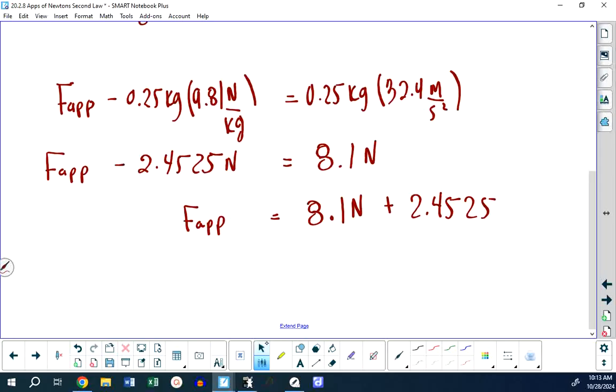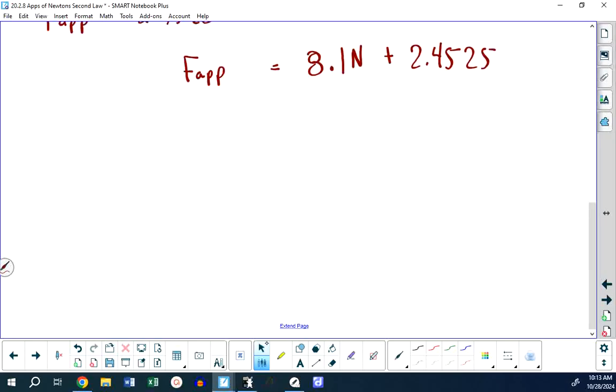But think of it this way. You have to apply 2.4525 newtons just to overcome gravity, and then you have to apply that 8.1 to get the acceleration to be what it is. So the answer is actually 10.55 newtons. And I'm not worried about rounding here. I'm just writing an answer, okay?